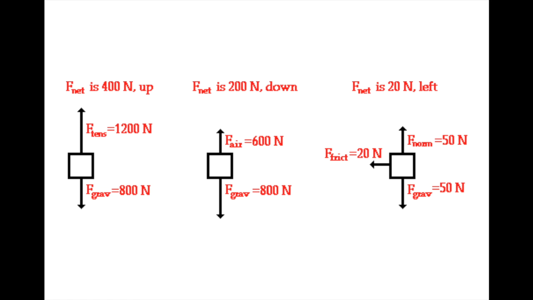So let's say the normal force is pushing up with 50 newtons, gravity is pulling down with 50 newtons, and the force of friction, so we're pushing, is 20 newtons of force. Well, what's the net force? Well, 50 up and 50 down cancel each other out, so it's 0, which leaves us with 20 newtons of force left.